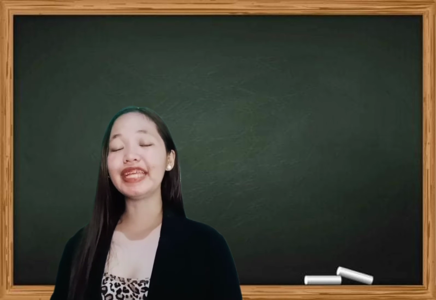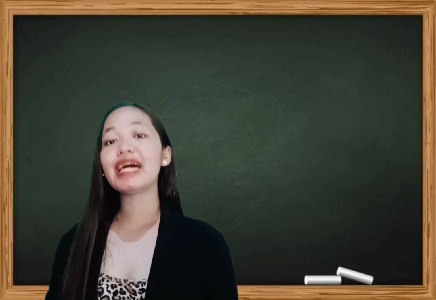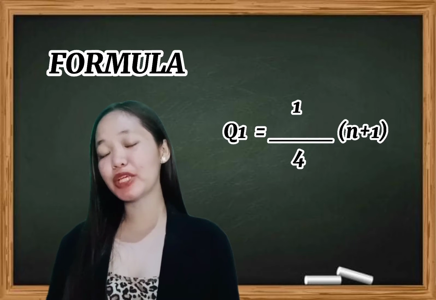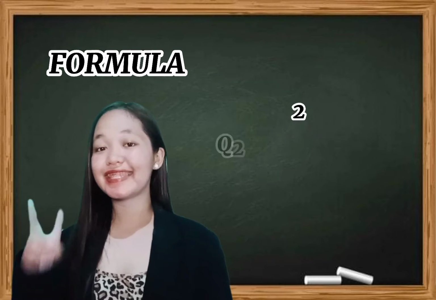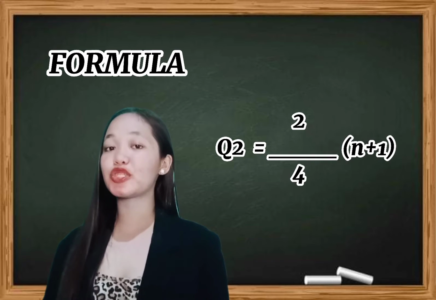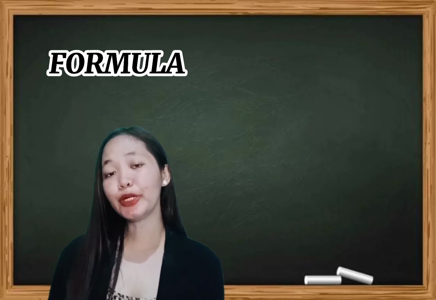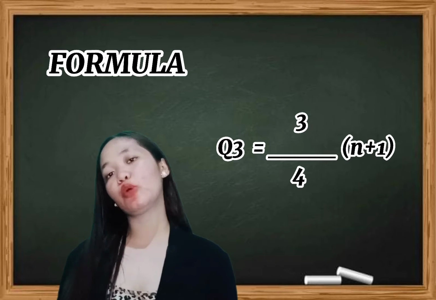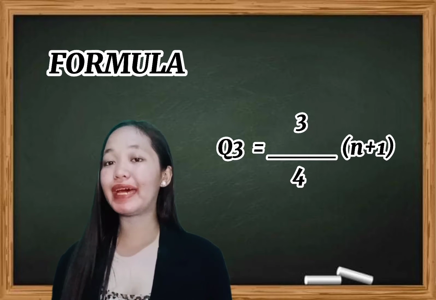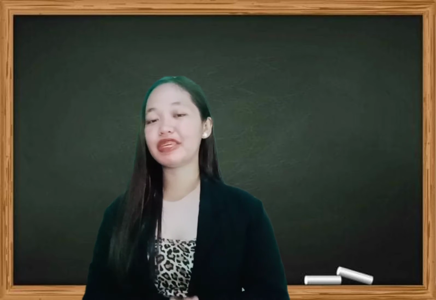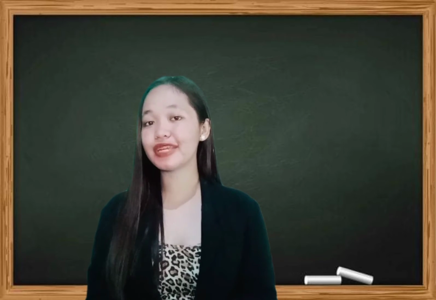So the formula for the first quartile is Q sub 1 equals 1 over 4, open parenthesis, n plus 1, close parenthesis. In the second quartile, Q sub 2 equals 2 over 4, open parenthesis, n plus 1, close parenthesis. In the upper quartile, Q sub 3 equals 3 over 4, open parenthesis, n plus 1, close parenthesis. So first, let me give you some examples in answering quartile.